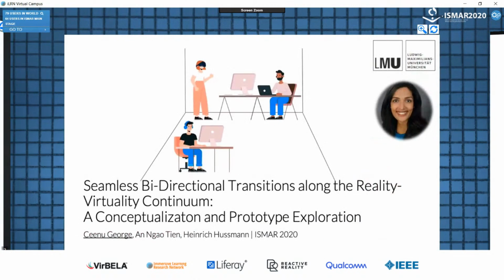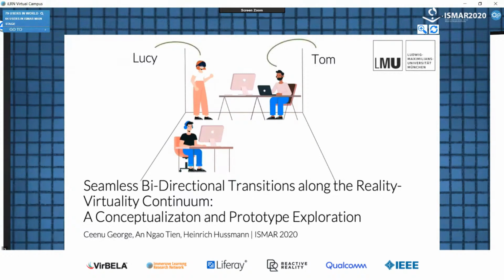Hi everyone, I'm Sinu George from the LMU in Munich. I will be presenting our paper today called Seamless Bidirectional Transitions Along the Reality-virtuality Continuum, a Conceptualization and Prototype Exploration. Before we move on, I'd like to introduce you to Lucy and Tom. Lucy is wearing a head-mounted display and Tom is working on a laptop. They're both working in this collaborative context. My research over the last years has been in this specific context.